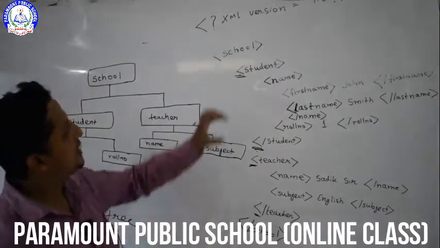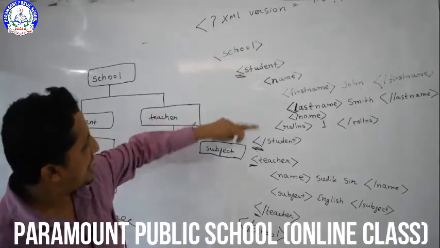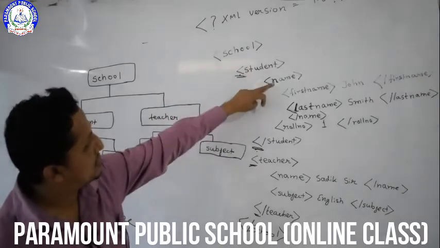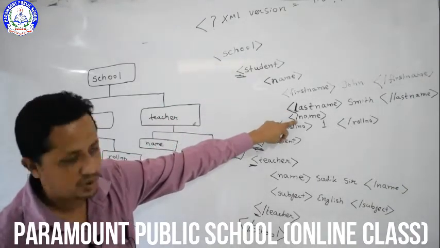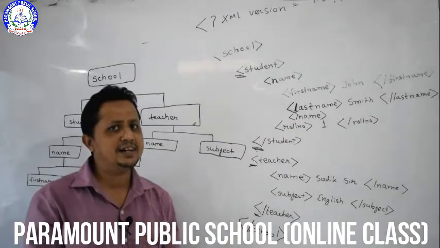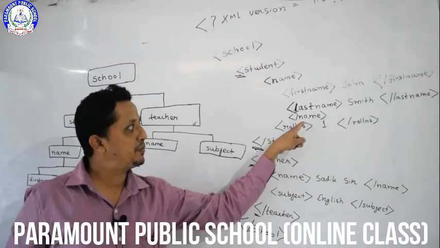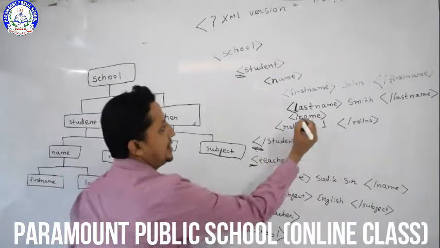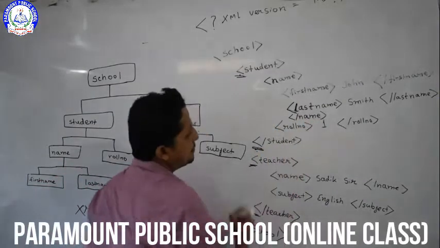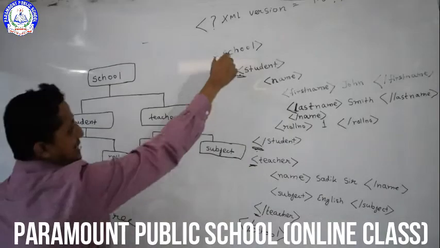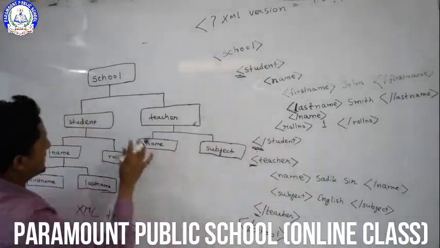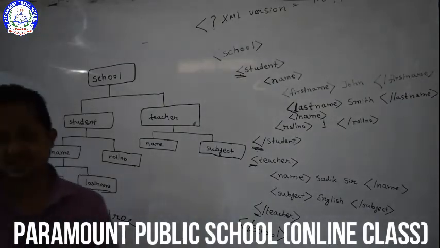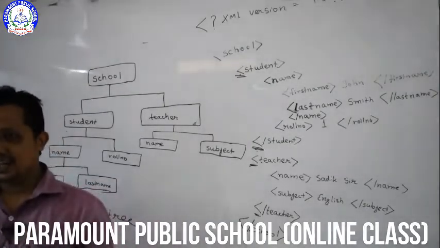I think you understand. See, school, its children are student and teacher. Student has how many children? Two children, name and roll number. See, name is open, name is closed. Earlier I made a little mistake, but then I omitted it and then I wrote it. I am closing it here. So for this XML document, this is the XML tree structure. Hope you understand.